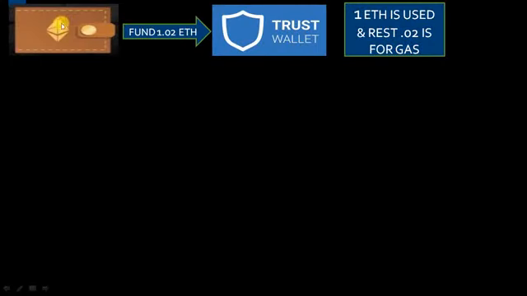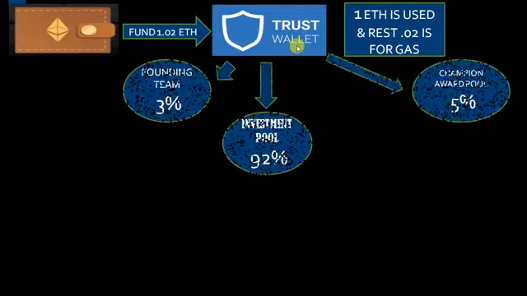Let's say from the Ethereum external wallet you fund 1.02 Ether to your Trust wallet, and with the fund that you transfer to Trust wallet, 1 Ethereum is used for activating your EasyClub account, and the rest 0.02 will be there for the gas, for the transaction charges. Now this 1 Ether that you invest, because you can't invest more than 1, so when you invest 1, 3% goes to the founding team, because this team who has developed this program, the gaming plan, takes 3%.